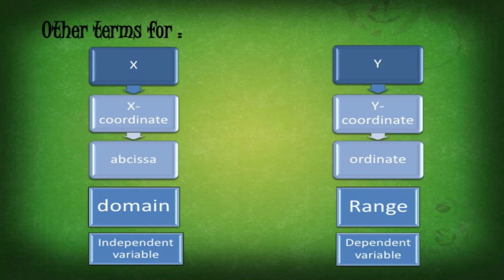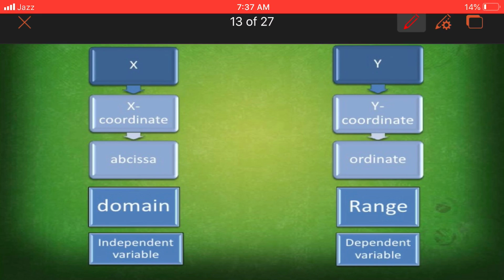Okay, now all the other terms that are used for x and y are: x is also known as the x coordinate, and y is known as the y coordinate. X is also known as abscissa, as I told you before, and the y is called ordinate. X is also known as domain and the y is called range. X is also known as independent variable, and for the y we use dependent variable. All these terms are used for x and y in different places.